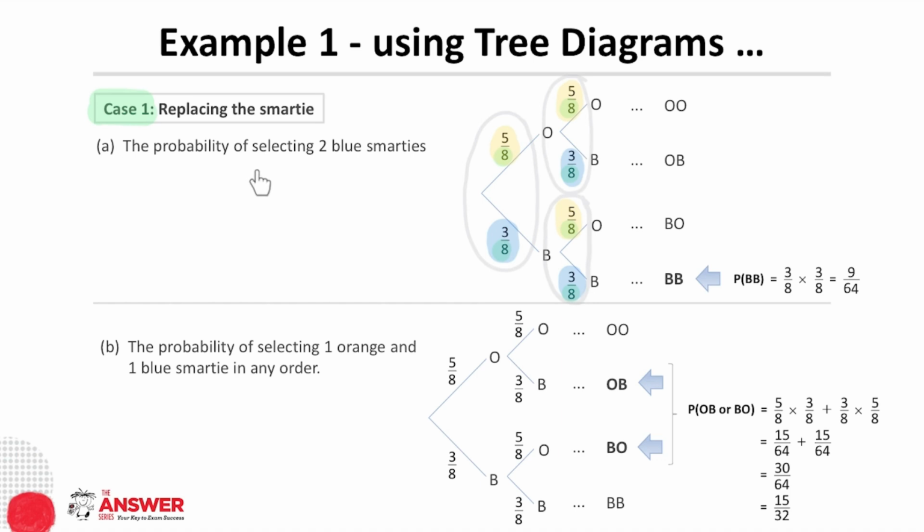The probability of selecting 2 blue Smarties then would be this path, and so using the product rule, 3/8 times 3/8 is 9/64. Then for B, the probability of selecting 1 orange and 1 blue Smartie in any order, because the order doesn't matter, there are 2 paths we can follow to get this outcome, and we use the product rule along each, 5/8 times 3/8 and 3/8 times 5/8, and then we add these probabilities. And this then simplifies to 15/32.